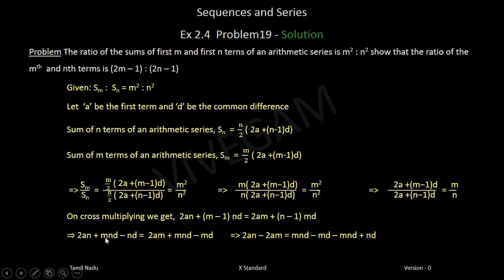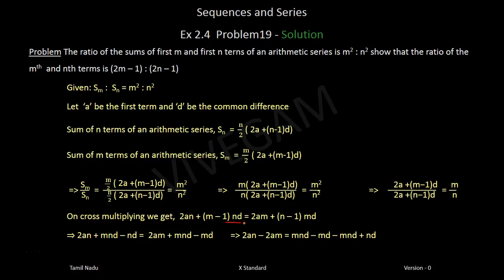Okay, I've got it added here. So what happens is, let me repeat. This into this will be this into this. When you multiply this, you'll get 2an, and you'll get (m minus 1) into nd, right? That's what I've written here: 2an plus (m minus 1) into nd, and this side you'll get 2am and (n minus 1) into md. So you will get this bit.